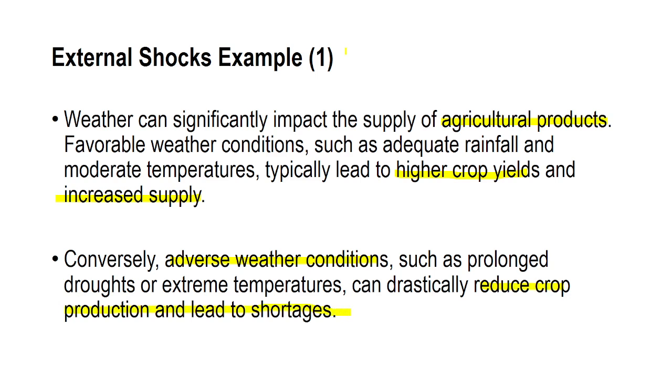shortage. So, in this condition, if the weather is bad, the supply quantity decreases, and we show this decrease by shifting the supply curve to the left. If the weather is good, the supply quantity increases, and we show this increase by shifting the supply curve to the right.